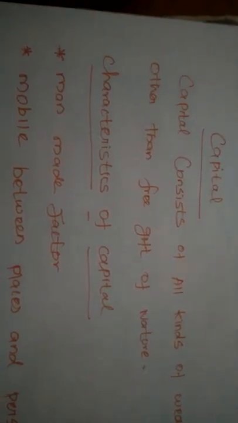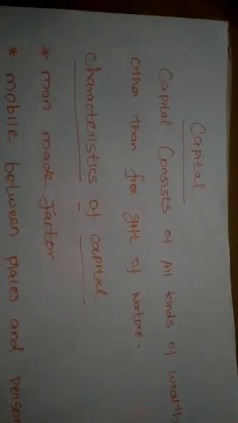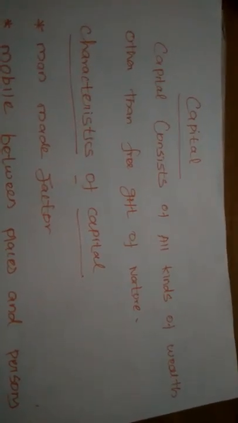Bohm-Bawerk defines capital as a produced means of production. If you want to produce any commodity, we need some amount of capital. So it is the produced means of production. It is a stock concept. Stock concept means it is not a flow, but we can use these properties as a stock.